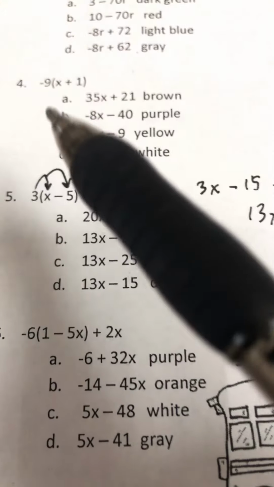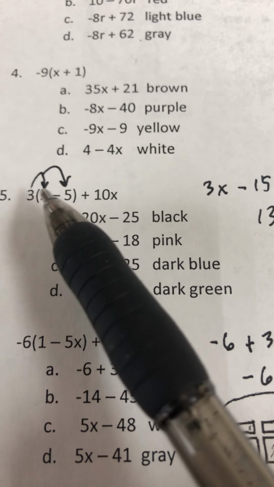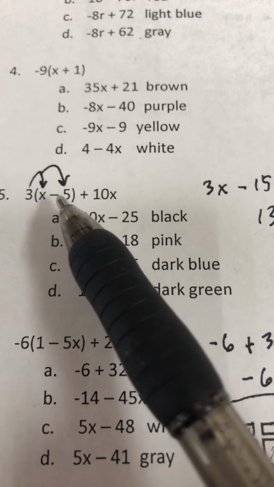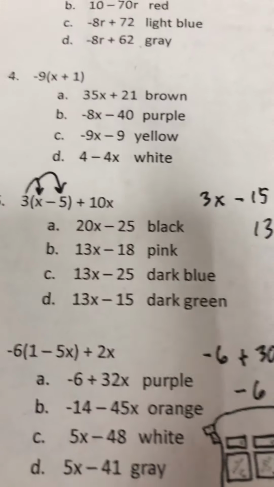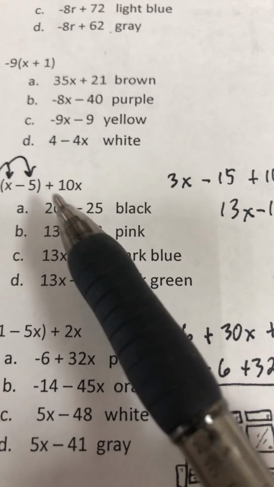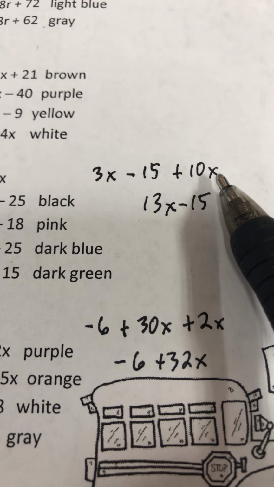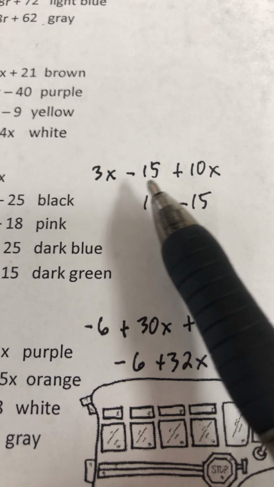Let's take a look at number 5. I have 3 times the x, which gives me 3x. 3 times the negative 5. Don't forget this negative here, okay? So that gives me the negative 15. I have this plus 10x back here, so I rewrote it here. That's using the distributive property, what it ends up looking like.